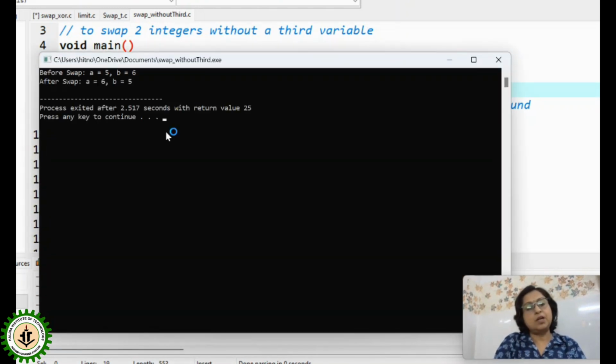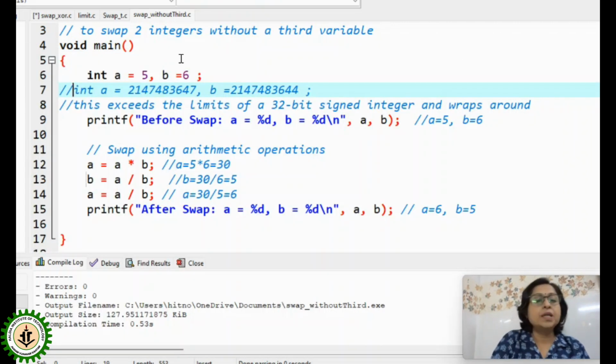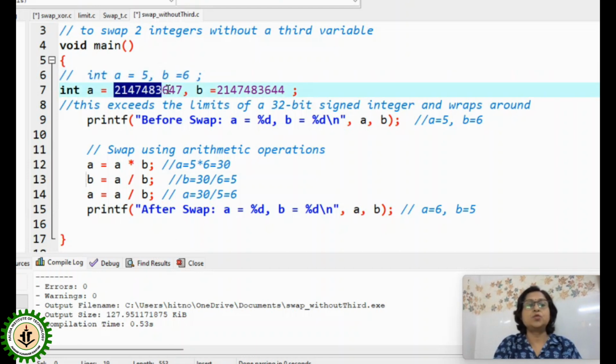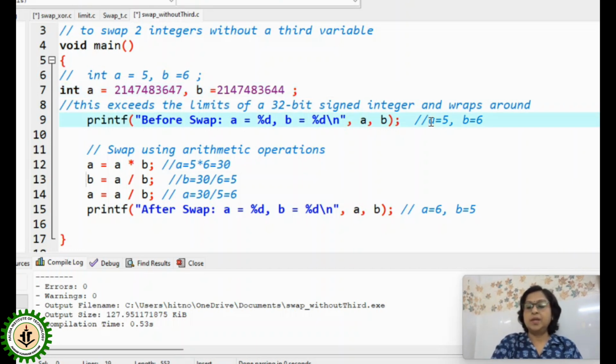So this output is coming. A was 5 and B was 6. But after swap, A is 6 and B is 5. So our objective is fulfilled. Now I'll take different data, not 5 and 6 anymore. Rather, I'll take these two big numbers. Now see what happens. So A and B here will have these two big numbers.